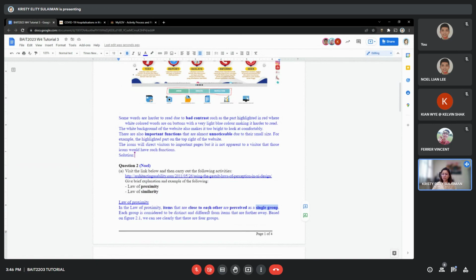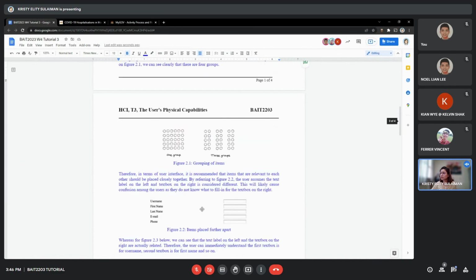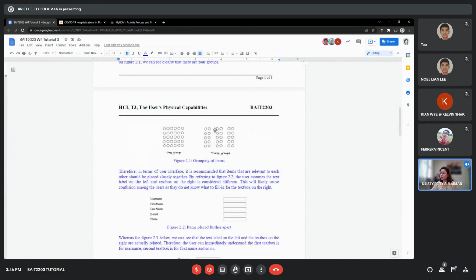So those items that are close to each other are in one single group. Okay, so here one group, here three groups. So it is showing you the grouping of the items to show you the law of proximity. In terms of user interface, it is recommended that items that are relevant to each other should be placed closely together.